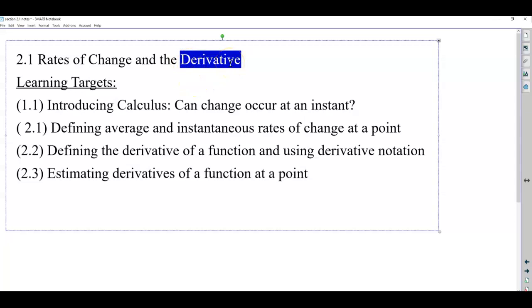We're going to work with derivatives for probably the next 2 months, and you are going to get very well acquainted with the derivative. So we're going to introduce how change can occur at an instant, and then find average versus instantaneous rates of change, defining the derivative of a function using derivative notation and limit notation, and then we'll be doing some estimating as we go along.